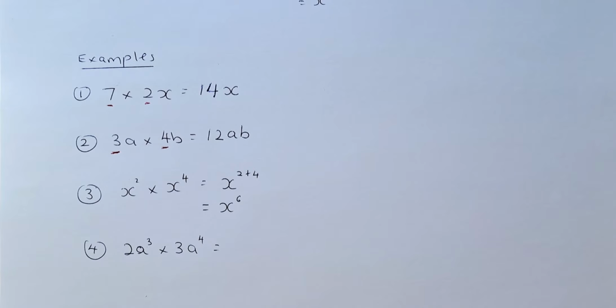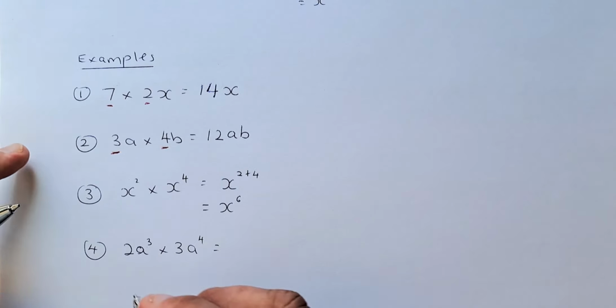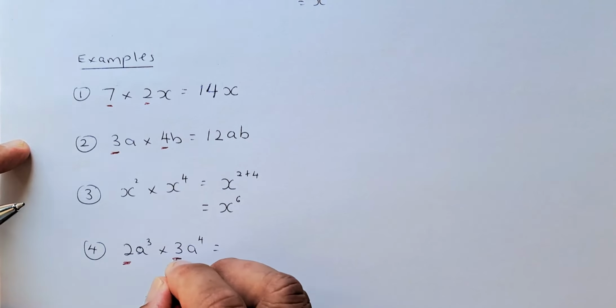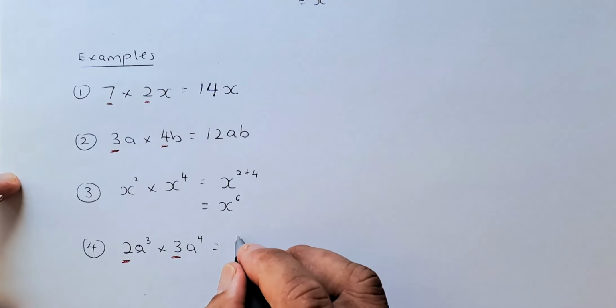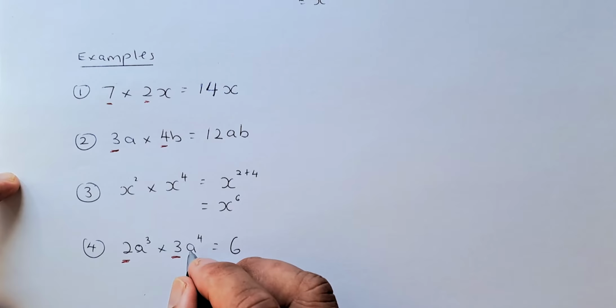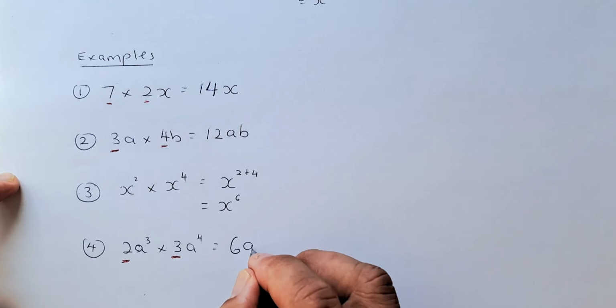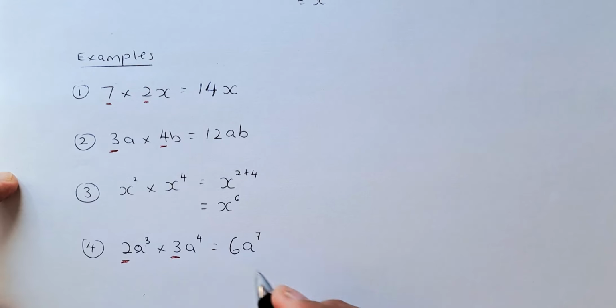And last but not least, we have 2a cubed multiplied by 3a^4. So what you do, you take 2 multiplied by 3, which will give you 6. And then a cubed times a^4 is a^7, because 3 plus 4 gives you 7. So that is how you multiply algebraic expressions.